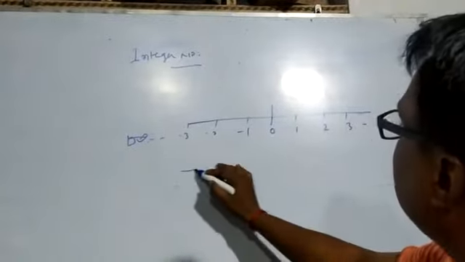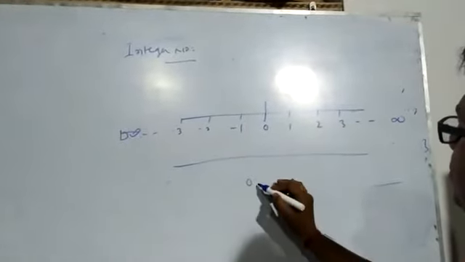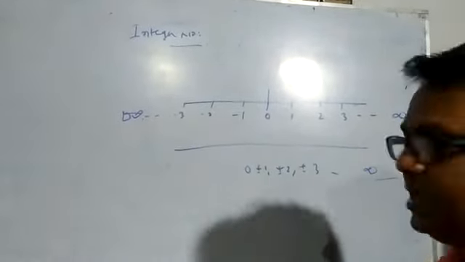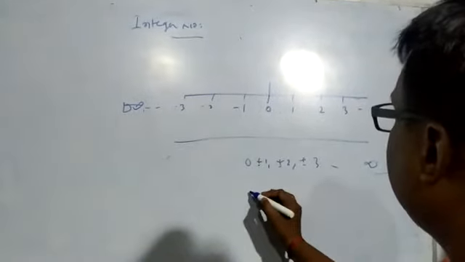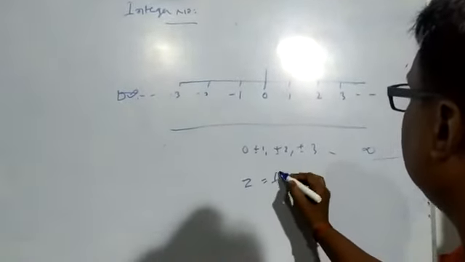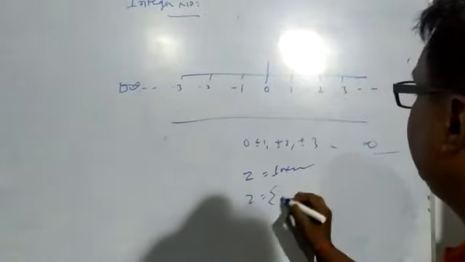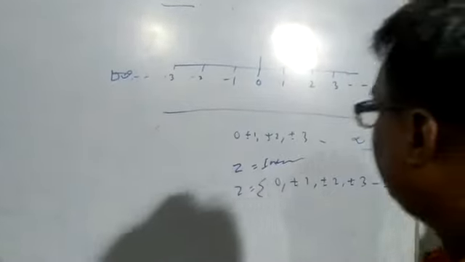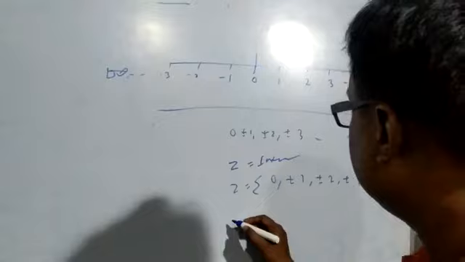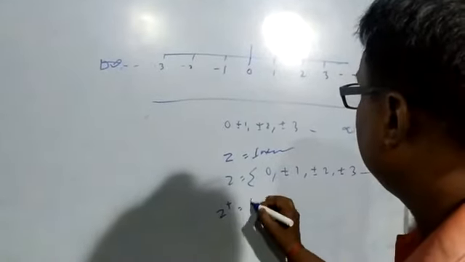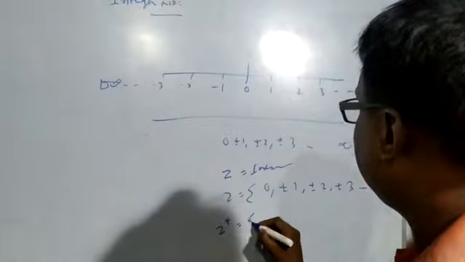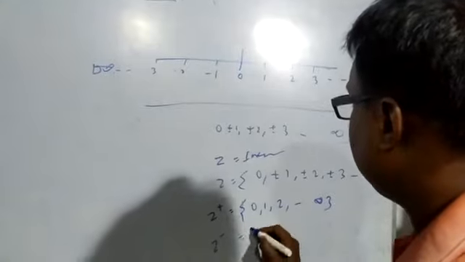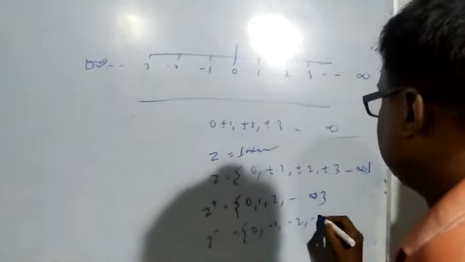So including all these numbers, 0, plus or minus 1, plus or minus 2, plus or minus 3 to infinity, these are integer numbers, denoted by Z. Z equals 0, plus or minus 1, plus or minus 2, plus or minus 3 to infinity. The positive integers we denote Z plus: 1, 2, 3 to infinity. Z minus is negative: -1, -2, -3 to infinity.